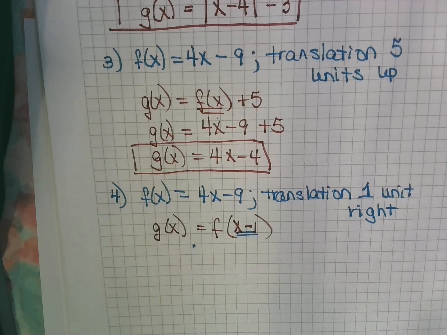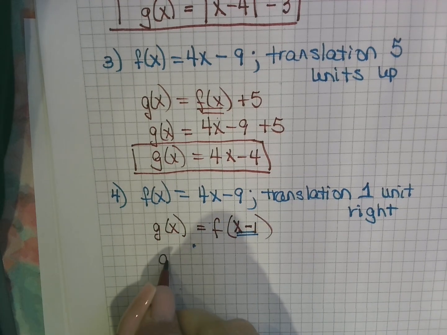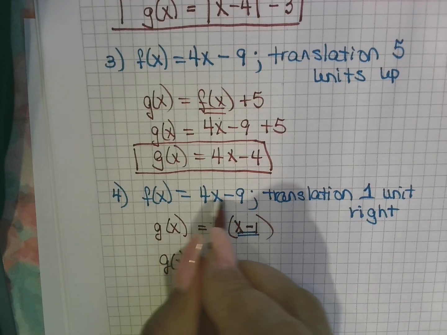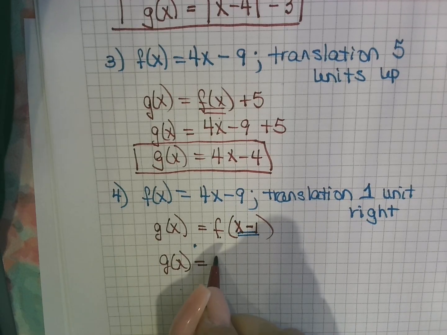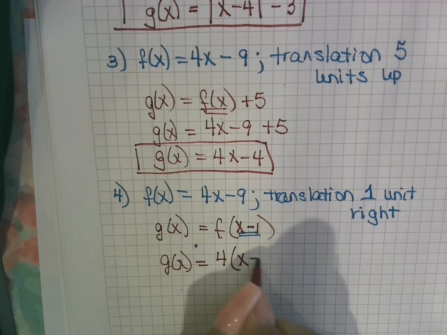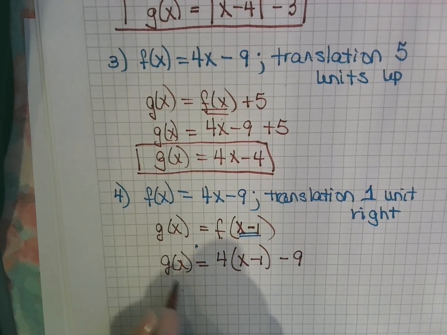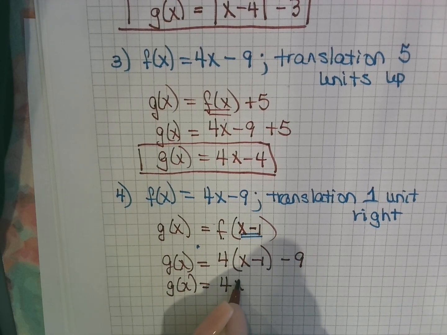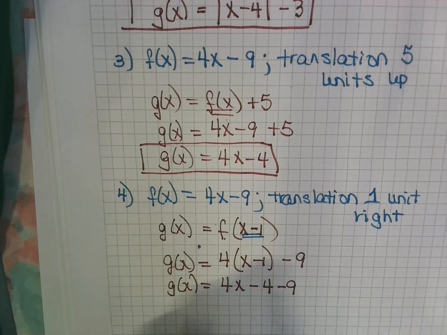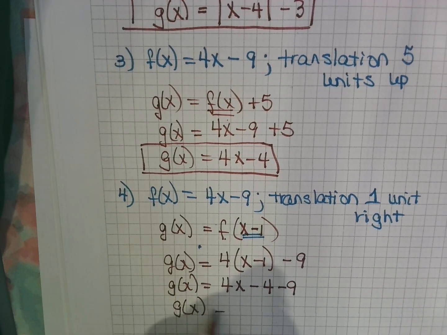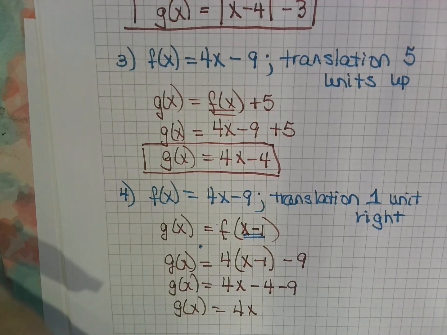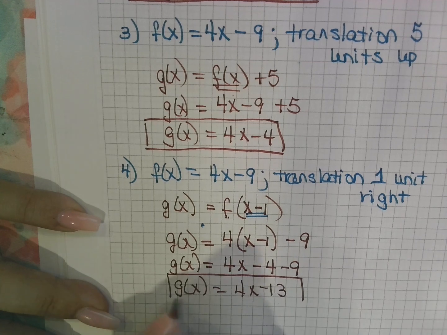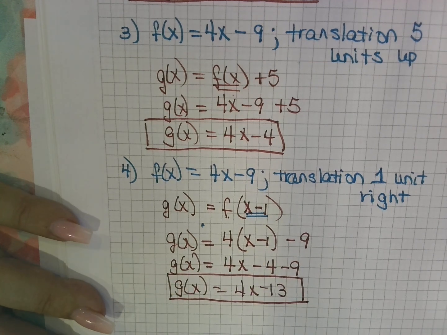So my g of x equals f of x minus 1. So I go up here, and wherever there's an x, put an x minus 1. So that's 4 times x minus 1 minus 9. And then I have to simplify that using distributive. This is 4x minus 4 minus 9. And g of x equals 4x minus 13. Okay?